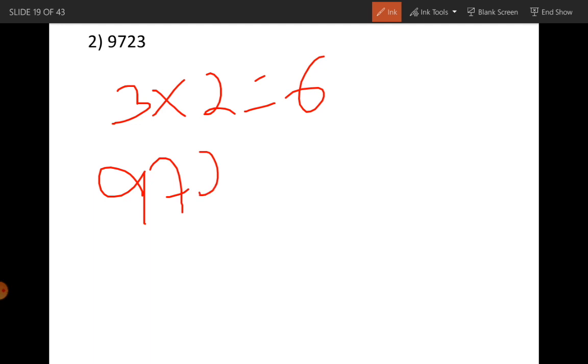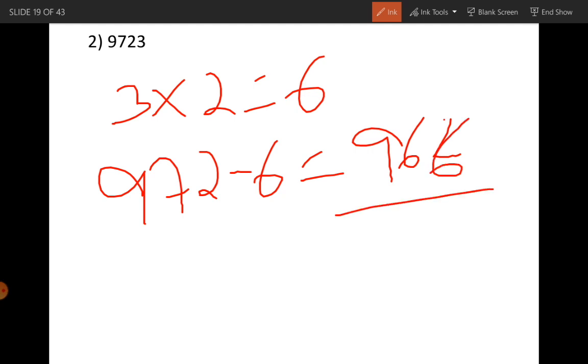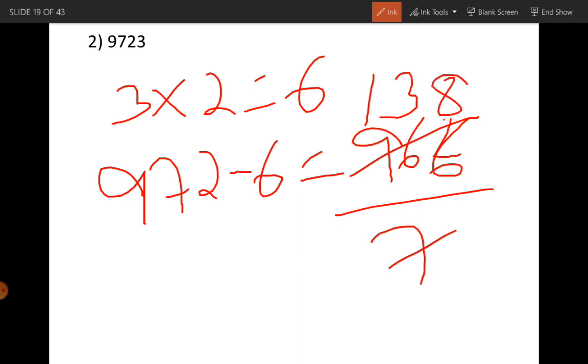And 9723, and here the last digit is 3. 3 into 2 is equal to 6, and the remaining digits are 972 minus 6, which is equal to 966. 966 divided by 7. 7 ones are 7, 7 threes are 21, 7 sevens are 49, 7 eights are 56, so 130, 138. So this number is divisible by 7.